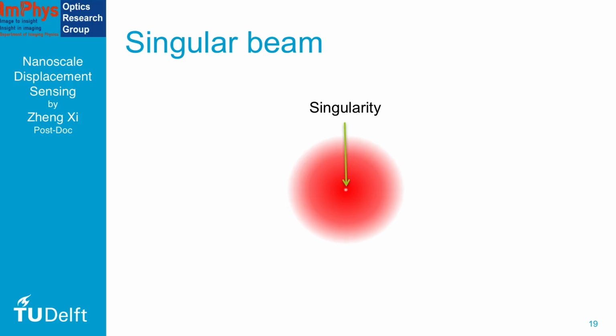One can imagine if a small structure is illuminated by this singularity center, no light would be scattered, but once the structure is displaced from the center, it scatters light, and one can measure the scattered light distribution to extract information about the displacement with respect to the singularity center.